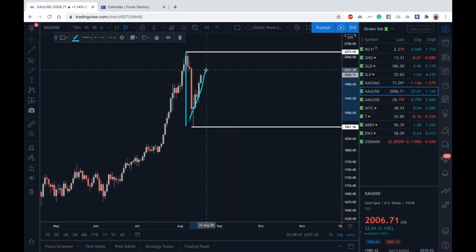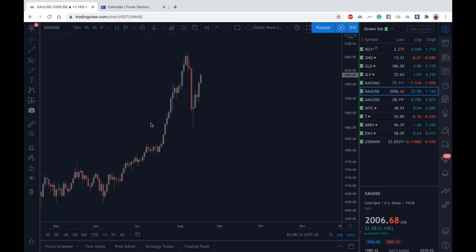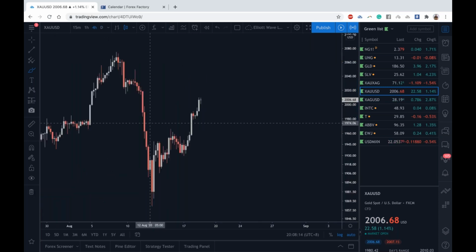It V-shaped back up. Okay, so never jump into a trade at the end of an impulse. Always wait. Okay, when you see an impulse, wait. So right now, what you see on this gold chart is basically impulse combination.